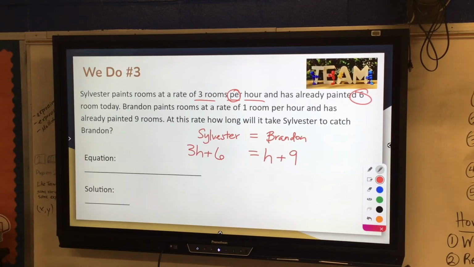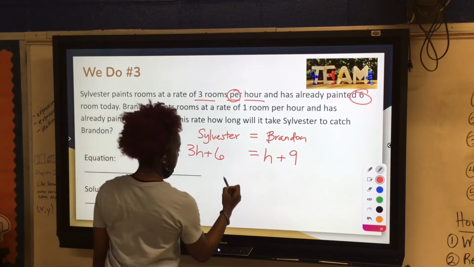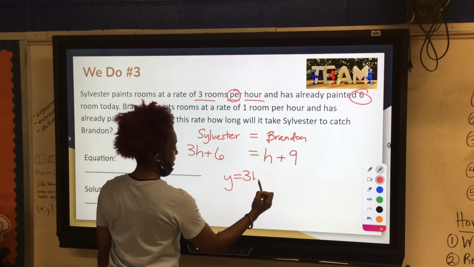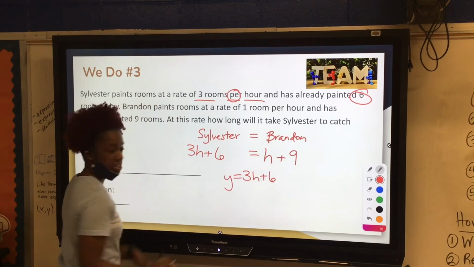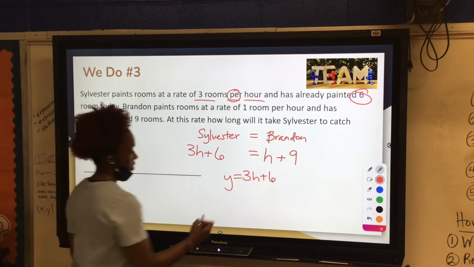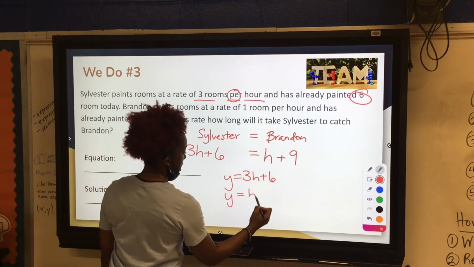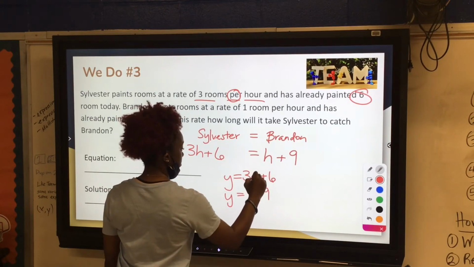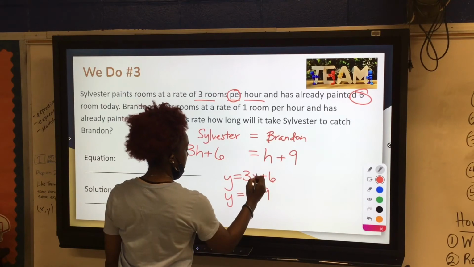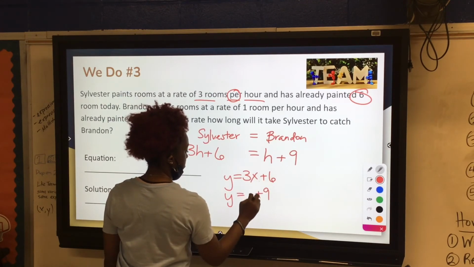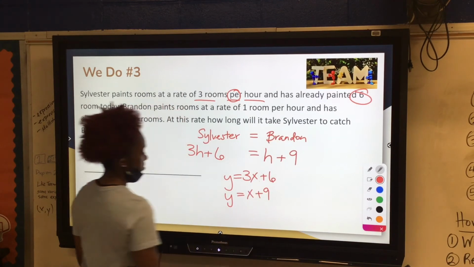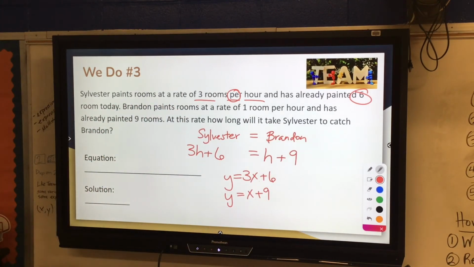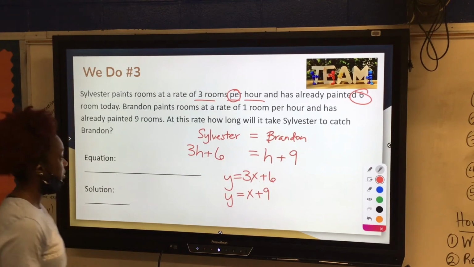Alright, so it's time to put it in Desmos. Once we put it in Desmos, what's the first thing we do? Y equals, then the left side of the equation. So y equals 3H plus 6. And then on the second input, we'll put what? Y equals H plus 9. Good correction. In Desmos, we put X instead of H, instead of the variable. Okay? So we got 3X plus 6, and then at the bottom, we have X plus 9.